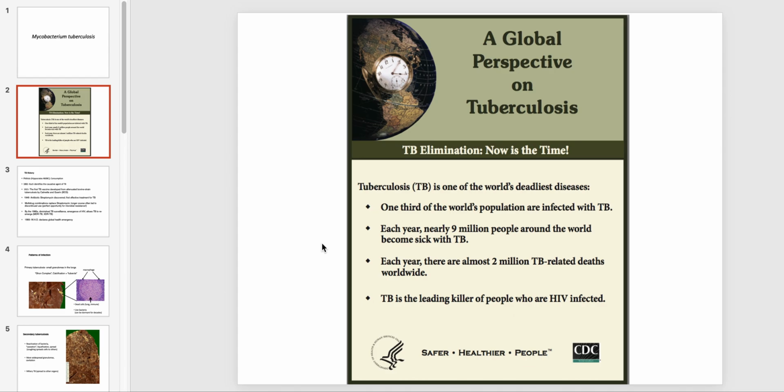Each year, about 9 million people around the world become sick with TB, and there's about 2 million TB-related deaths worldwide each year. And about 250,000 of those deaths are children, which, again, is surprising to me that we've reacted the way we have to COVID, but meanwhile, tuberculosis just burns like this year after year after year without us doing anything about it. TB is the leading killer of people who are HIV infected.